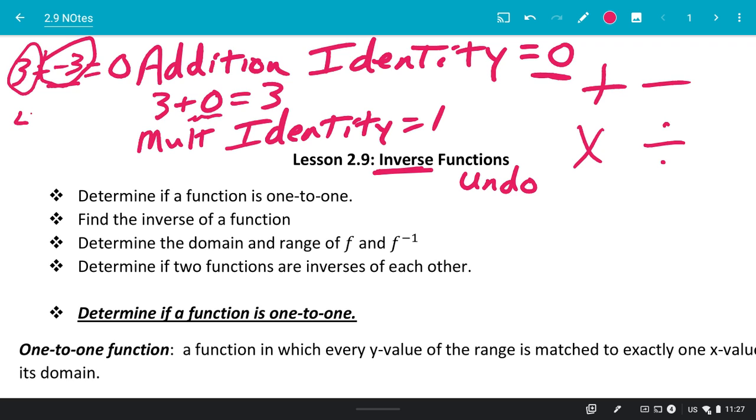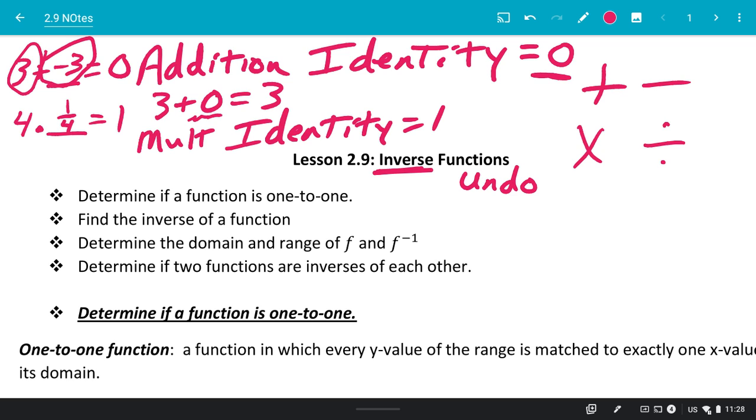So if I had 4 times some number, in order for them to be inverses, they have to multiply together to equal 1. Well, 4 times what would get me 1? 1/4. And so you can see that 4 and 1/4 are inverses of each other, okay?